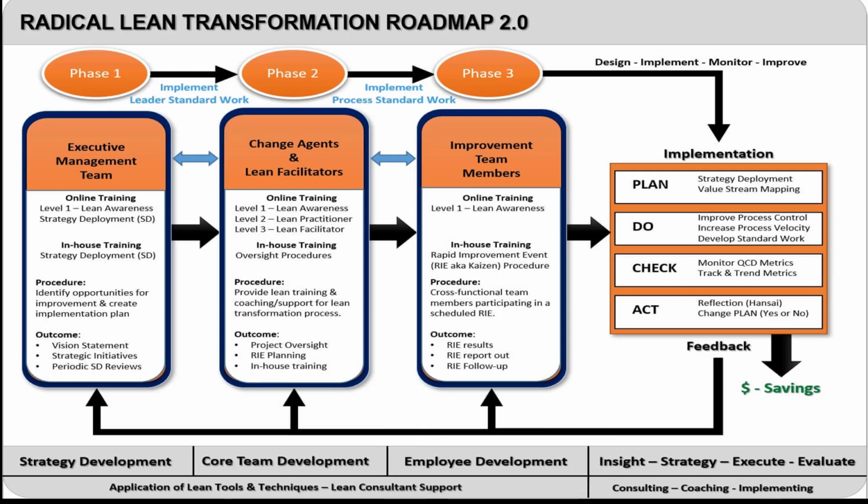So anyway, that's a very quick overview of the Radical Lean Transformation Roadmap. I think it's kind of self-explanatory. It's designed to be that way. It is constantly changing because we're updating it all the time, because as we add new things to it and new trainings, then we put them into this roadmap.